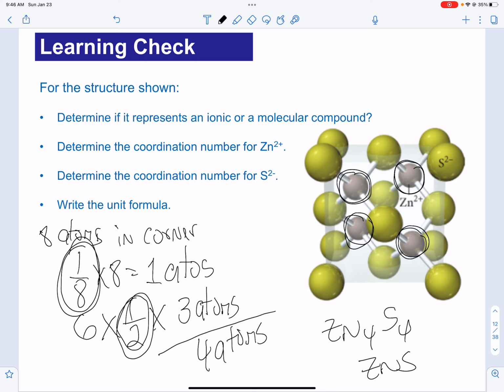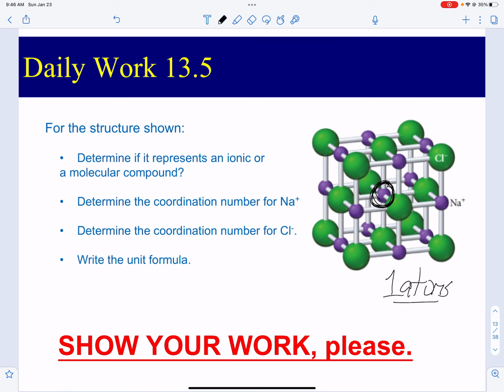Or you can do it with coordination numbers. How many atoms are attached to it, but you have to be thinking, is this atom also attached to the one on top, to the one on the front, to the one to the side, to the one on the back? So you can do the unit formula by counting atoms or by doing coordination numbers.